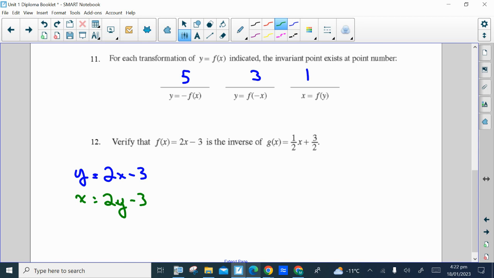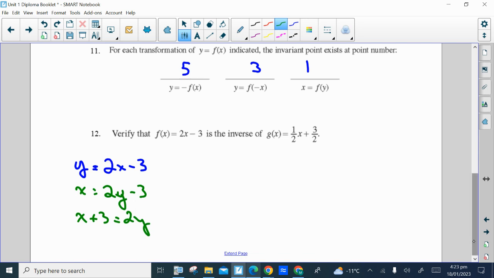And then you solve for y, get y by itself. So if you add 3 to both sides, so that x plus 3 equals 2y, and then y is found by dividing everything by 2. So instead of 1x, it'll be 1/2 x plus 3 over 2. And so you've just shown where the equation of the inverse came from.